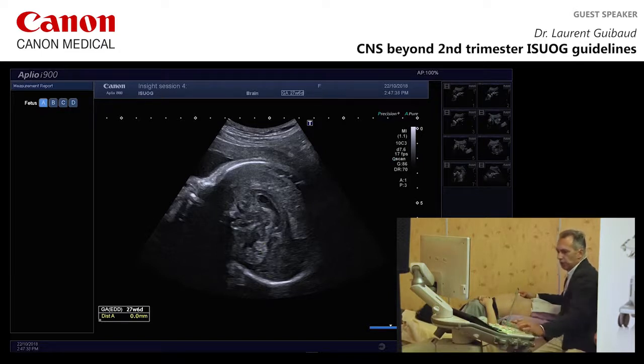Here you have a nice view of the vermis, and because of that, you are sure that you are in the midline, because you have the vermis, which is more echogenic than the two hemispheres, and you have also the nasal bone. You see all your corpus callosum, with the rostrum, genu, body, and splenium. So it's, in that case, a good midline image. Okay?